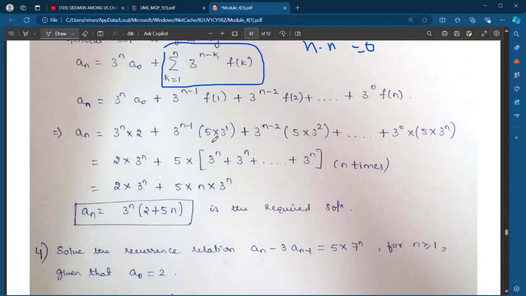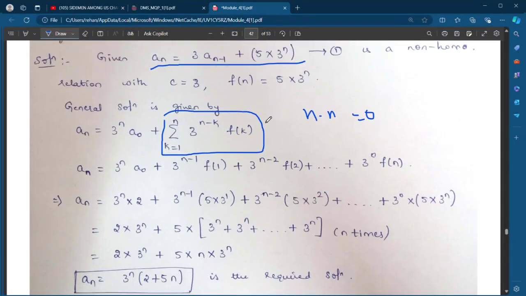Now substitute f of 1. So f of 1 is nothing but 5 into 3 power n, which was there, right? So instead of n, you have to substitute whatever is there inside. So f of 1 is nothing but 5 into 3 power 1. f of 2 is nothing but 5 into 3 power 2. So on up to 3 power 0 into 5 into 3 power n.